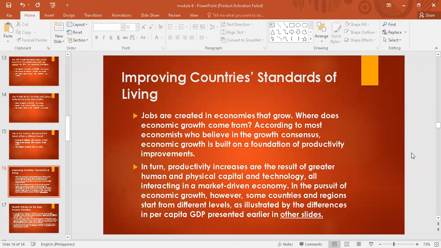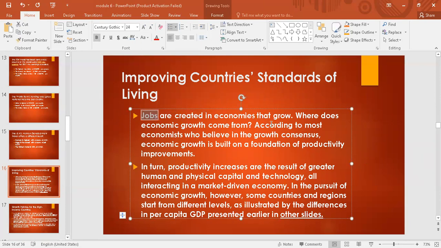How do we improve standard of living sa isang bansa? Okay? Una is jobs, no? By creating jobs, economies grow. So, where does economic growth come from? Or saan ba nanggagaling ang economic growth?